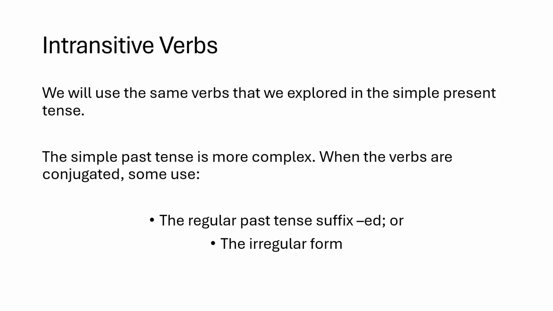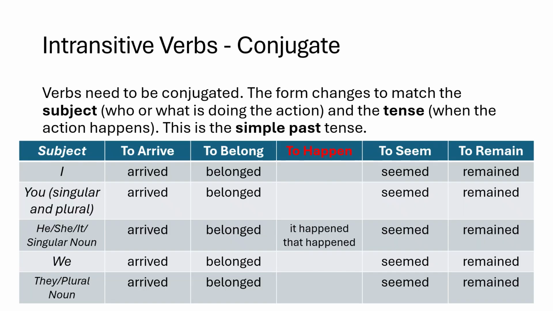When the verbs are conjugated, some use the regular past tense suffix ed or the irregular form. Verbs need to be conjugated. The form changes to match the subject, who or what is doing the action, and the tense, when the action happens. This is the simple past tense.